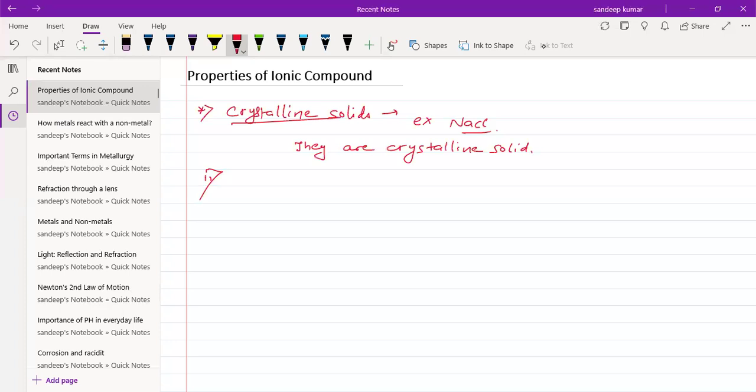Second one, they have high melting and boiling points. You can write the headings under that. High melting point, MP means melting point, and boiling point. They have high melting and boiling points.